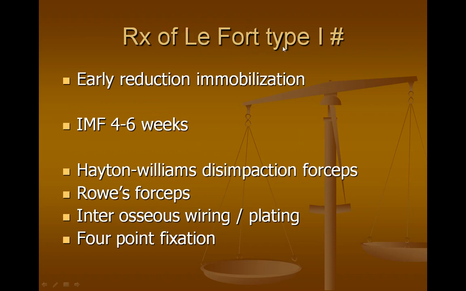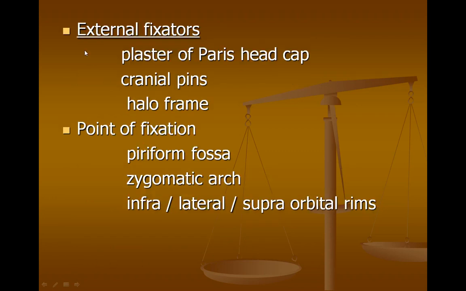Le Fort 1 type of fracture requires early reduction and immobilization. Usually we can use either Rowe forceps, intraosseous wiring, or 4-point fixation is required to fix. External fixators like plaster of Paris, cranial pin, halo. The points of fixation may be at the piriform fossa, zygomatic arch, infraorbital or supraorbital rims.